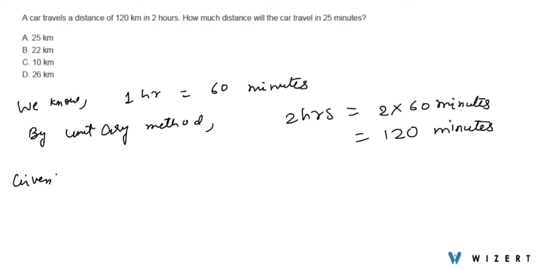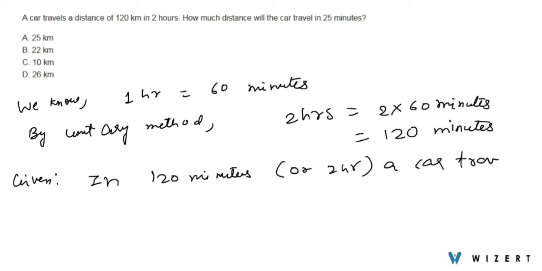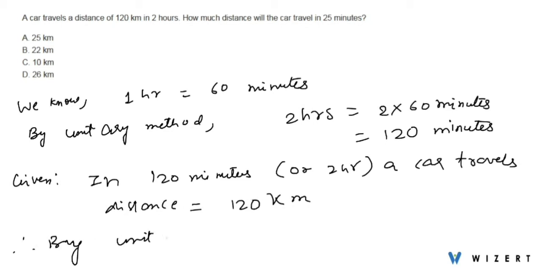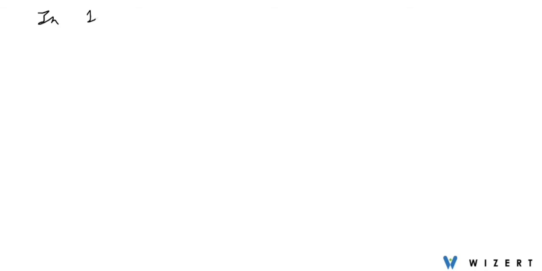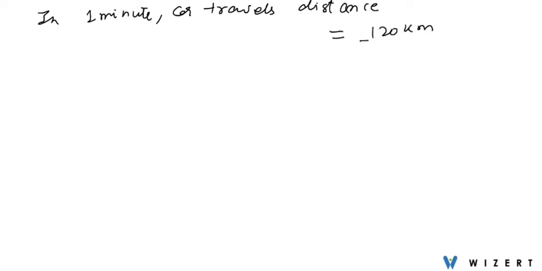Now it is given in the question that in these 2 hours, or you can say 120 minutes, a car travels a distance which is given as 120 km. Hence again, by using the unitary method, we can find out how much distance the car will travel in 1 minute. So the car travels a distance equal to 120 km divided by 120, which is equal to 1 km.